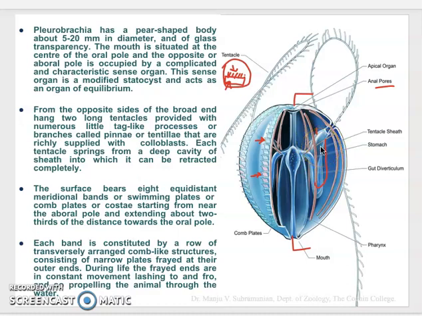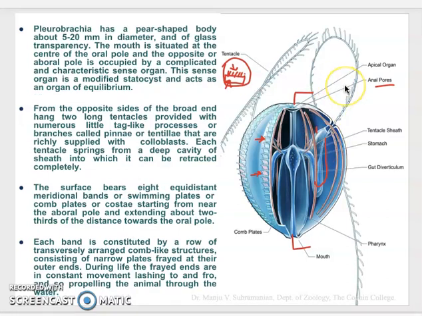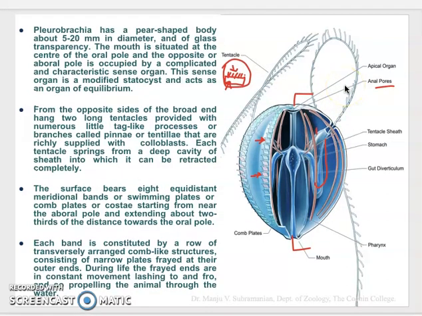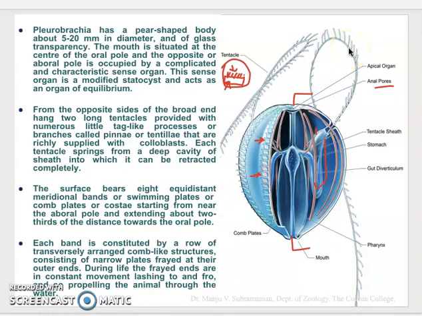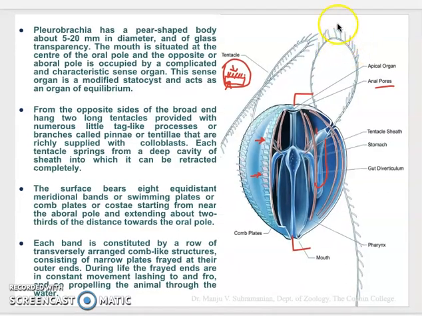The tentacles are equipped with specialized adhesive epidermal cells called colloblasts. On these tentacles you can see the specialized cells. If you cut a portion of this tentacle and view it under a microscope, you can see certain cells called lasso cells or colloblasts. These tentacles play an active role in food capture and ingestion.